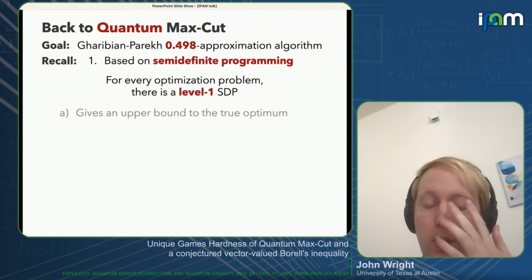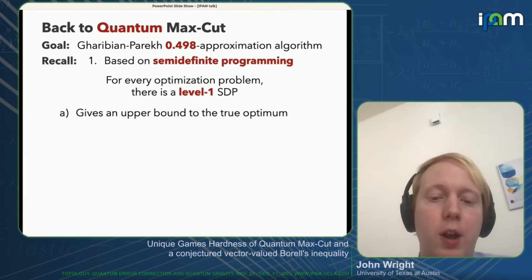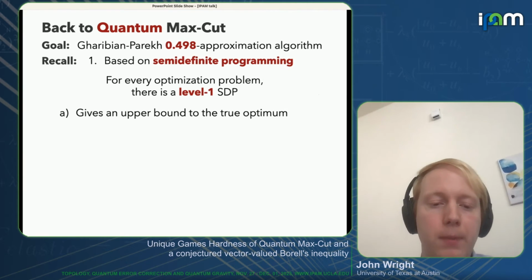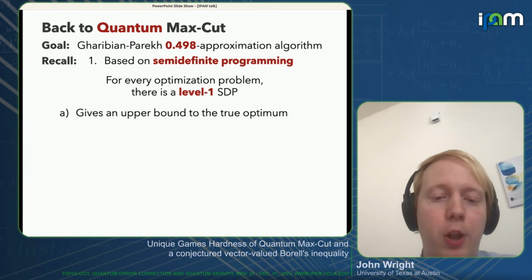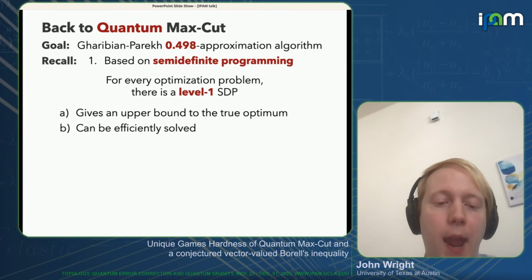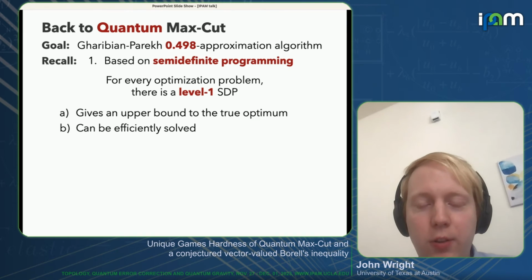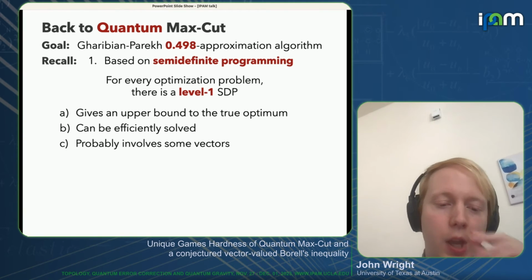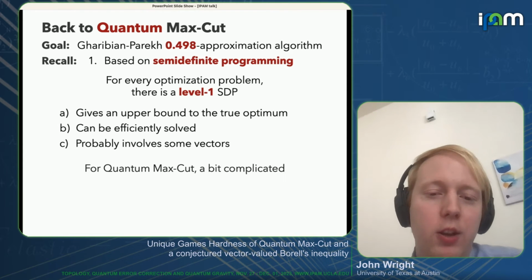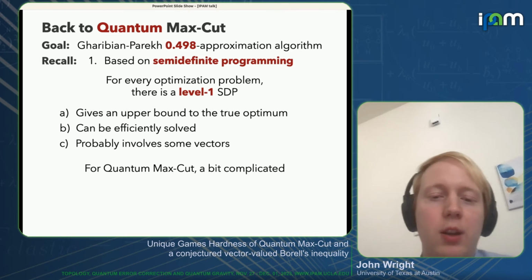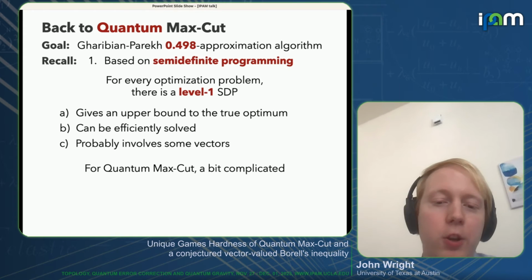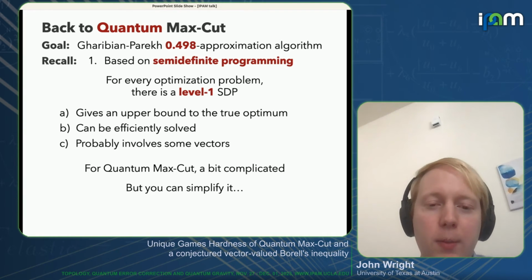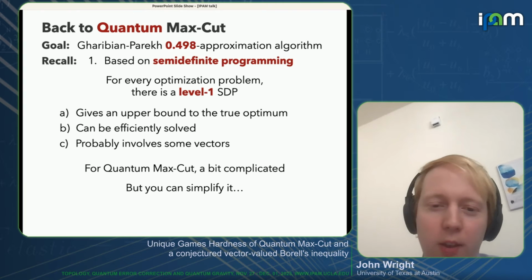Just like in the classical max-cut problem, in the quantum max-cut, this SDP will give you an upper bound to the true optimum. You can efficiently solve it in polynomial time. And it's probably going to involve some vectors, okay? Now, for quantum max-cut, it's a bit complicated to say exactly how we define this semi-definite program. But it turns out that after you write it down, you can do some magic and simplify it. And the simplified form is really nice.